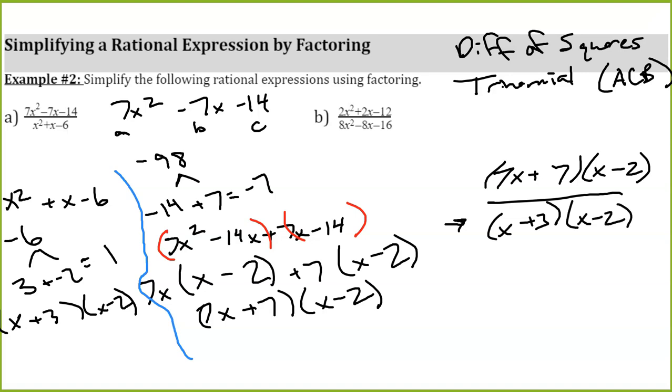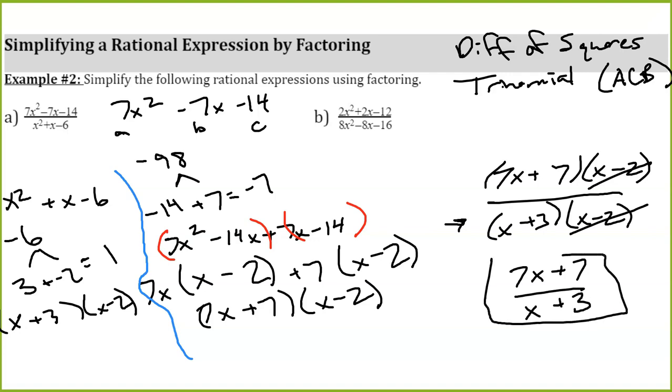These two are the same binomial, so let's go ahead and just cancel them out. They just cross out completely. And what I'm left with after I rewrite it one more time is 7x plus 7 over x plus 3. And that is my final answer, my final simplified form for example 2a.